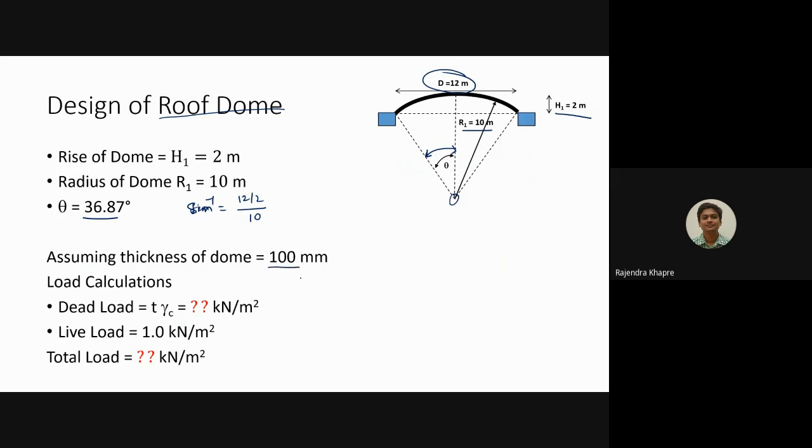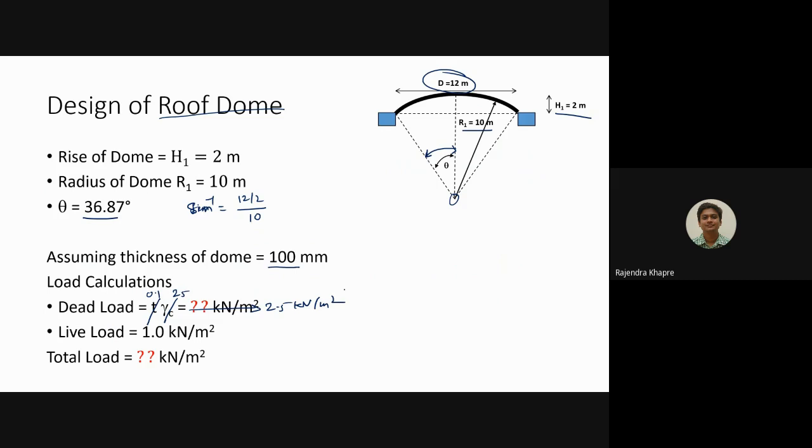Okay, and accordingly now we have to go for the loadings. So the load calculation, the very first thing is the dead load. Dead load is nothing but thickness into the density of the dome. The thickness, we have already assumed as 0.1. The density of the concrete is 25. So this is going to give us a load of 2.5 kilonewton per meter square.